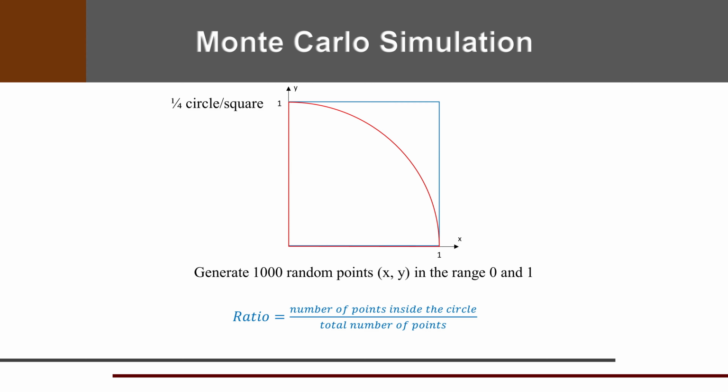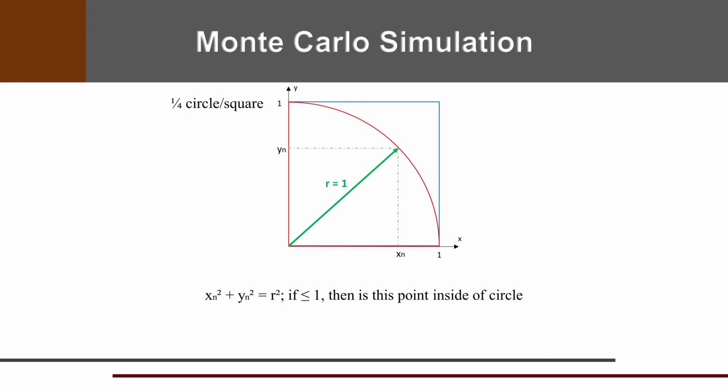These are geometric conditions. For my Excel calculation, I use a quarter circle. Generate 1000 points, x and y, in the range 0 to 1. With these points, the ratio is equal to the number of points inside the circle divided by the total number of points, 1000. To check whether a random point is inside the circle or not, we use if conditionals. If the sum of squares of x and y is less than or equal to 1, then this point is inside the circle, because our radius is 1.